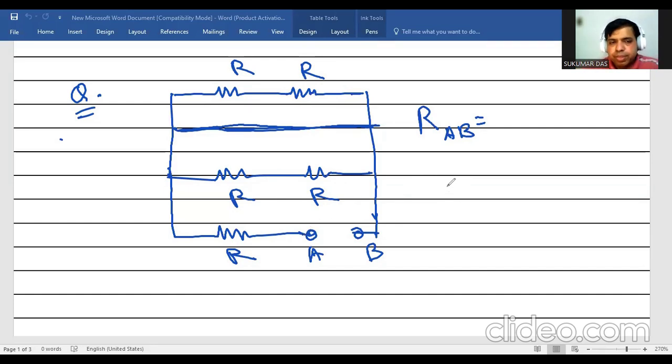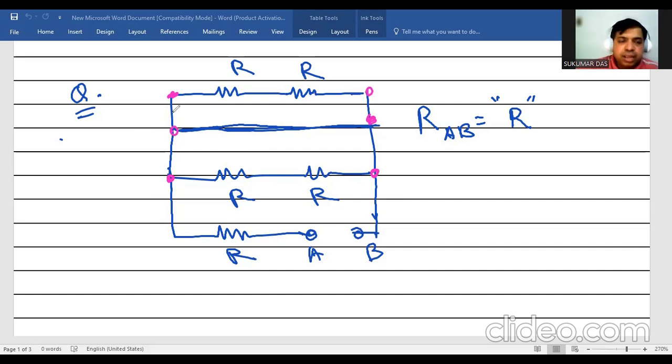The answer will be R. Because there's a connecting wire, and because of that connecting wire, the resistors will get short circuited. The potential difference between all the points over there will be the same. So all the four resistors on the top will get short circuited. As a result, the current will only flow through the external wire itself. So it'll be R only.